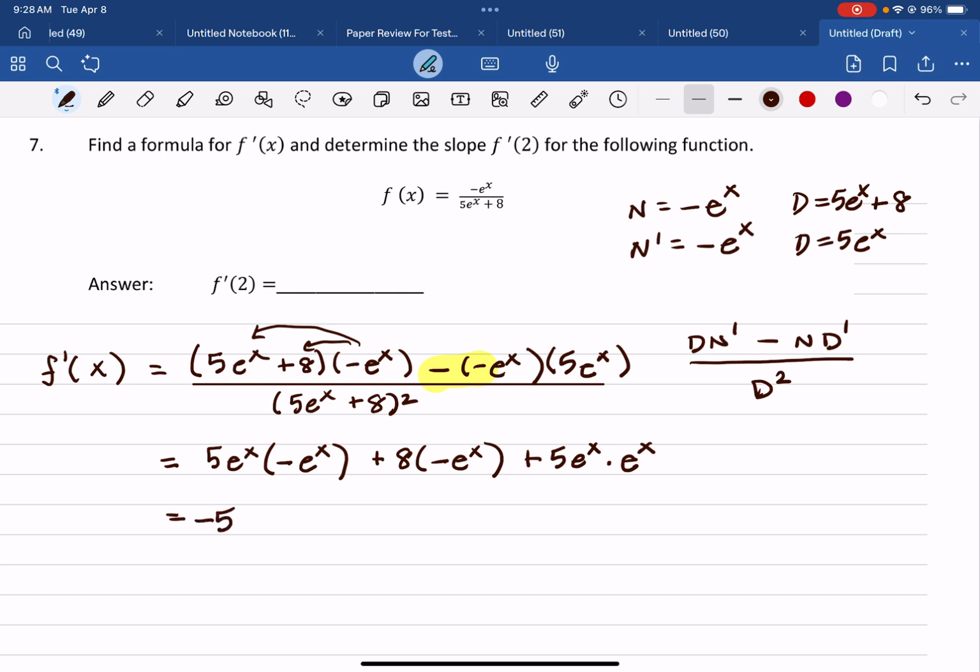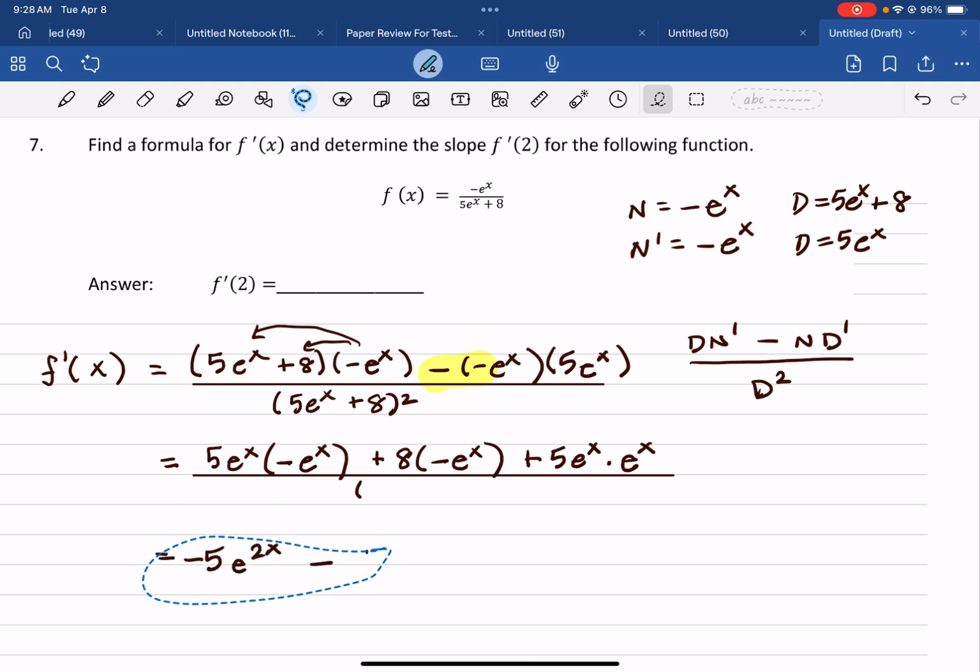And here's the tricky part. When you multiply bases that are alike, you add the exponents. So this is e to the 2x. Oh, and I didn't put my denominator, but I will remember to put that in my final answer. Let me correct that and put it in there so we don't forget it. That's 5e to the x plus 8 squared. The reason I have negative 5e to the 2x here is I multiplied 5 times negative 1, which is negative 5. Bases that are alike, we add the exponents. x plus x is 2x.